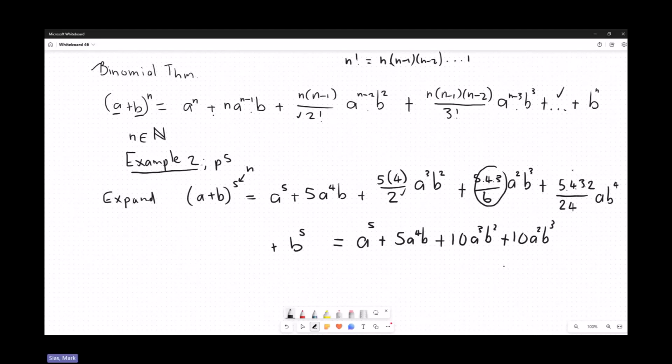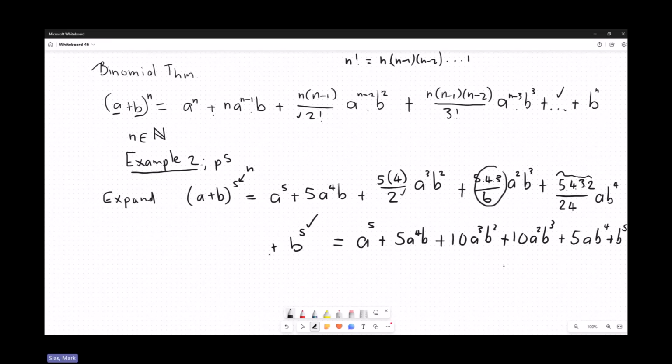And then this here, well, we have 4 times 3 times 2 is 24. 24 cancels 24. I'm left with 5. You guys can just double check there for me. 5, okay. And then I've got a, b to the 4. And then my final term is this one here, b to the 5. That's basically how we do that problem. You guys must just verify.